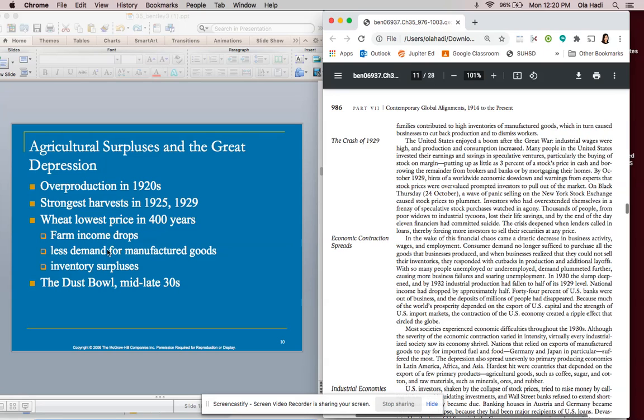They're not going to be able to have as much money to pay for manufactured goods. The demand for manufactured goods will decrease and inventory surpluses will increase.